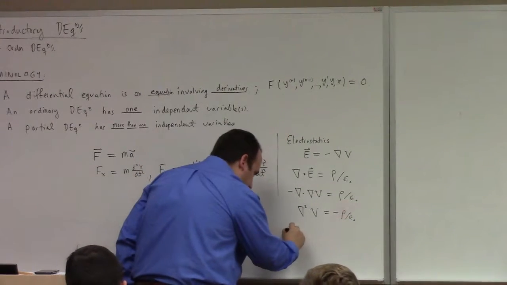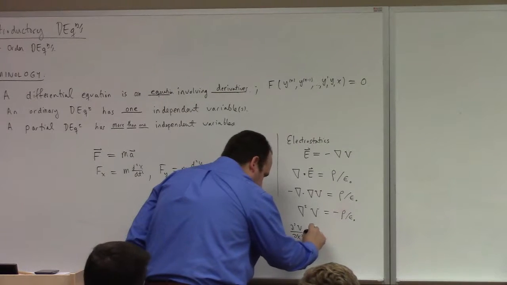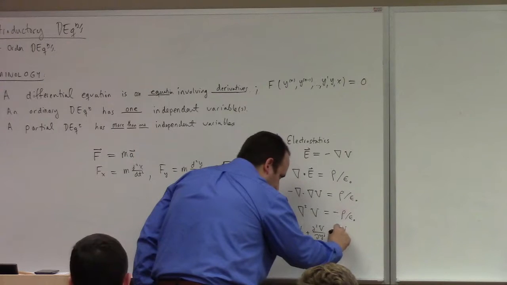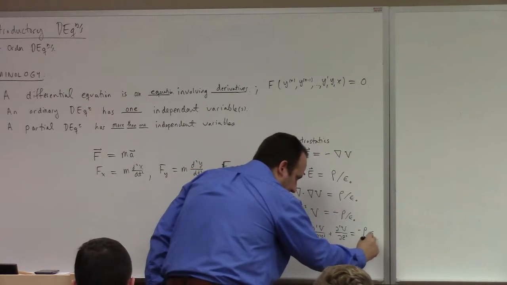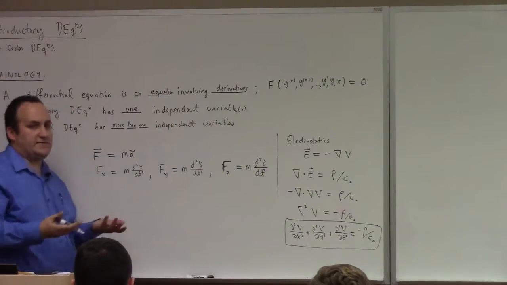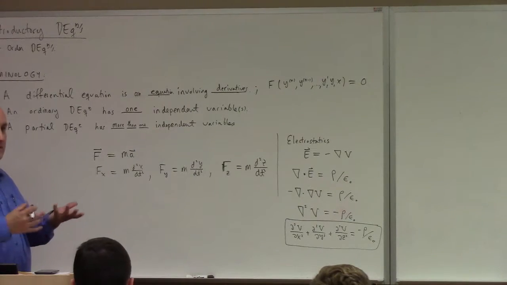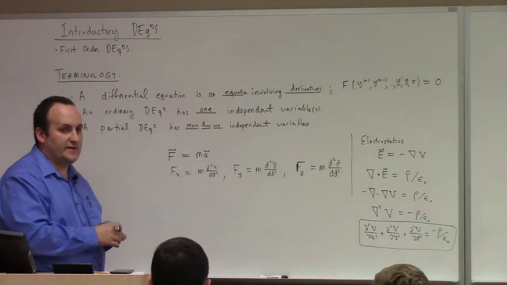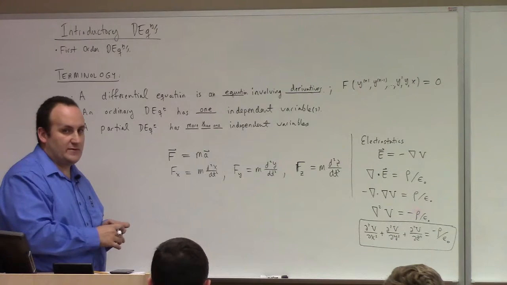Anyway, let me just show you what that is in detail. It's partial squared V partial x squared plus partial squared V partial y squared plus partial squared V partial z squared is equal to minus rho over epsilon naught. So what we're looking at right here is a partial differential equation. Finding the voltage function that stems from having a certain static distribution of charge involves solving a partial differential equation subject to certain so-called boundary conditions.